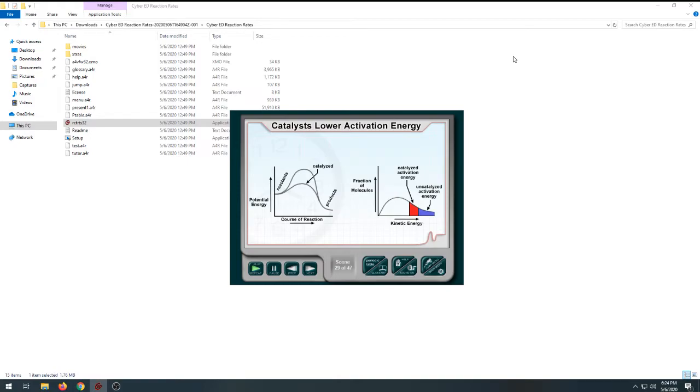As you can see in the accompanying graphs, lower activation energy means that the fraction of molecules with energy sufficient to react will be greater. Because catalysts act by lowering the activation energy of a reaction, they can only increase the rate of a reaction, but they cannot cause a reaction to occur that will not happen under the reaction conditions.